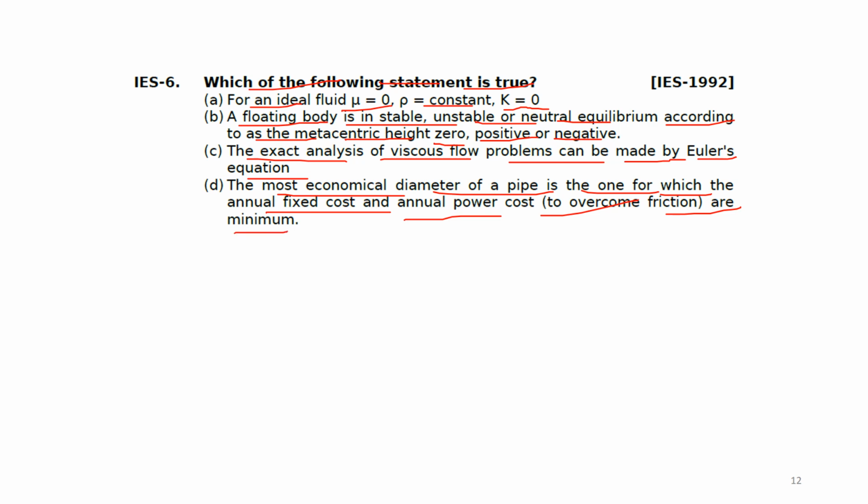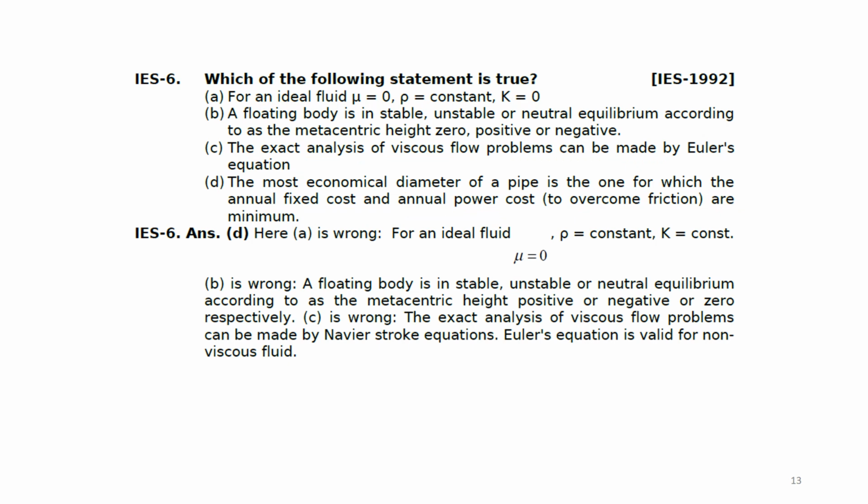Anyway, we are dealing here with buoyancy and flotation, so you can easily answer this question. But if this question comes directly in the exam, it is difficult to decide out of four. The first statement is wrong: for an ideal fluid, mu is equal to 0, rho is constant, k is equal to 0. This is also wrong, and this is also wrong.